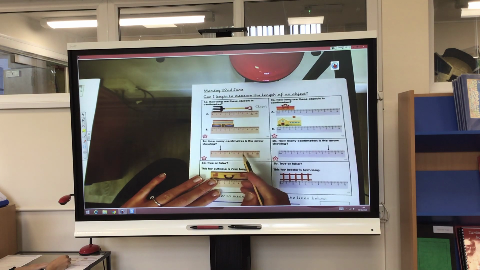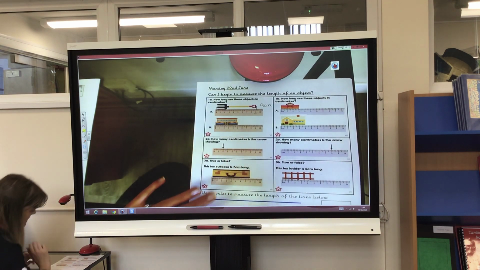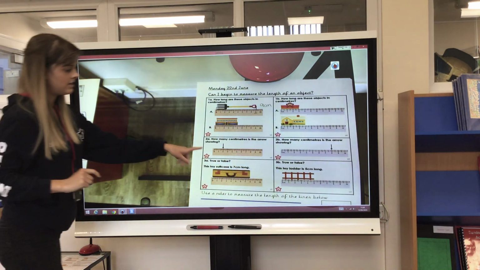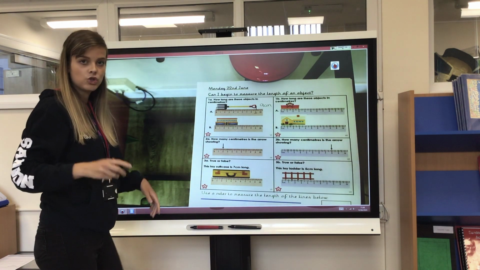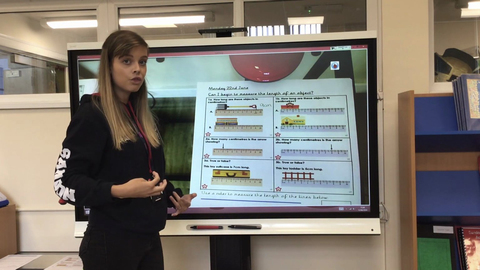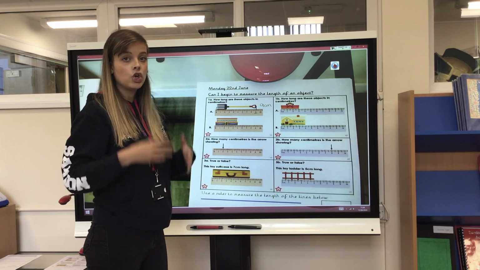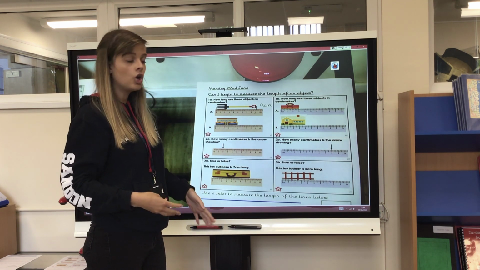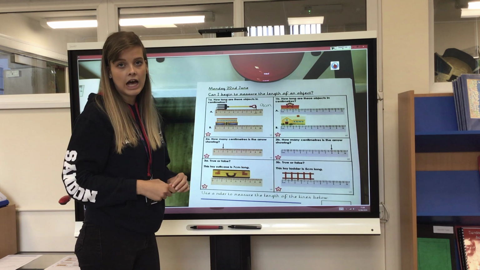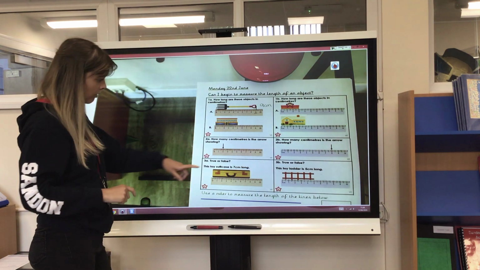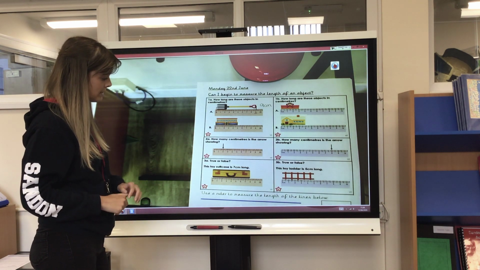Now we've got a different question. This is asking how many centimetres, not exactly asking you to measure the length, you're just identifying, you're seeing if you can spot what centimetre that arrow is pointing at. And then you've got some statements here.